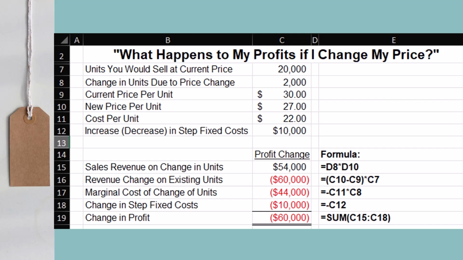I also added an increase in step costs. A step cost is a cost that stays fixed over a range of production, but then shifts to another level of fixed cost when production goes above or below that range. That shift can be significant. Examples are new equipment or employees. They may be direct or overhead costs. You may need a new production employee, manager, or administration employee.